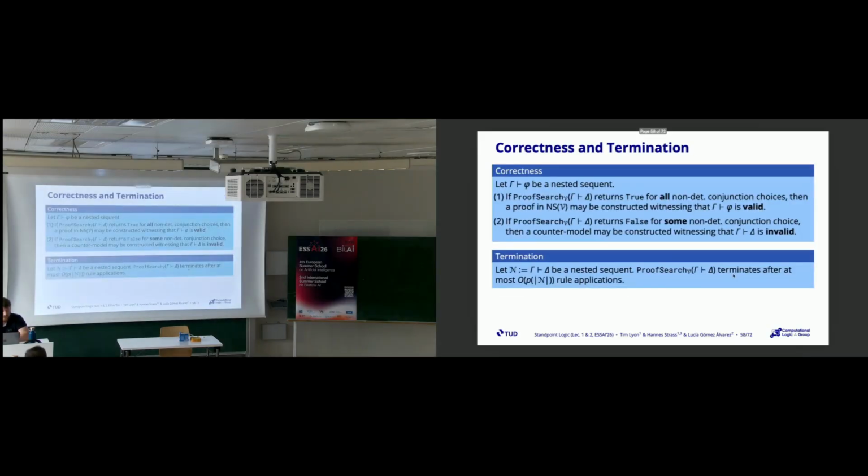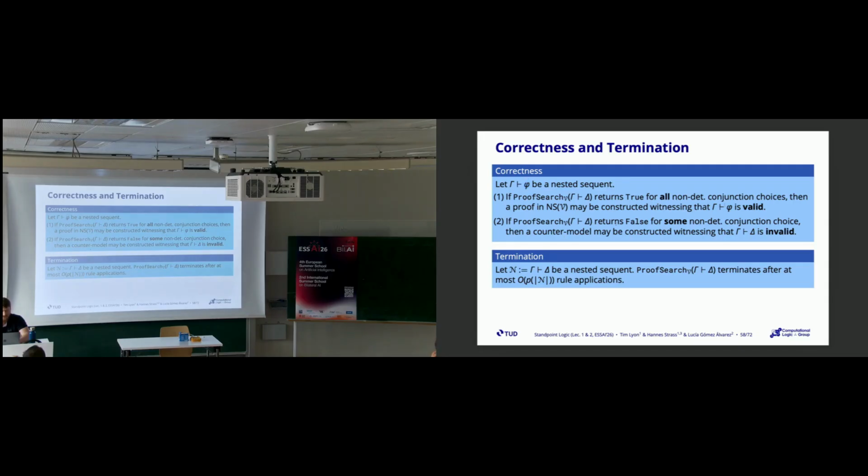Okay, so on the basis of this algorithm, we have correctness, which establishes soundness and completeness of the algorithm. If the algorithm returns true for every non-deterministic choice, then all of these branches end at instances of ID, and you can show in general that you can always zip these branches together and build a proof that witnesses that the input was in fact valid. This phi should be a delta, by the way, so that's a typo.